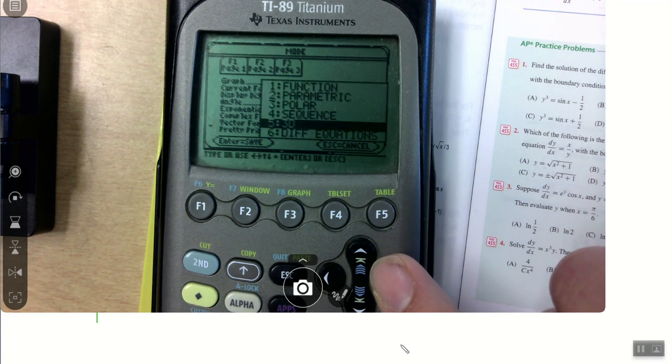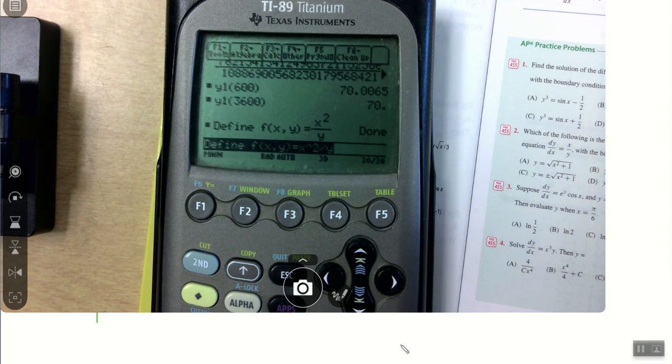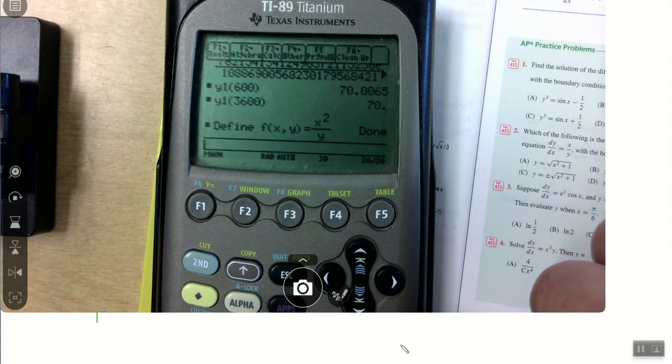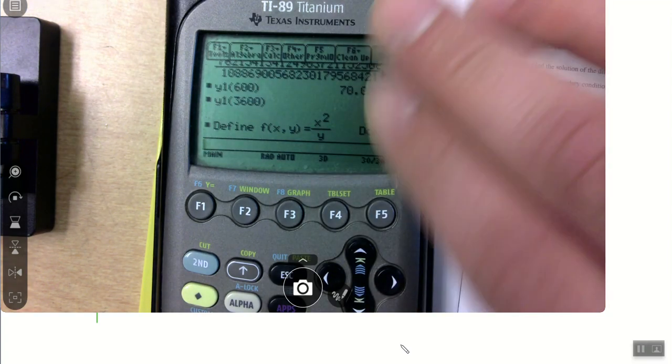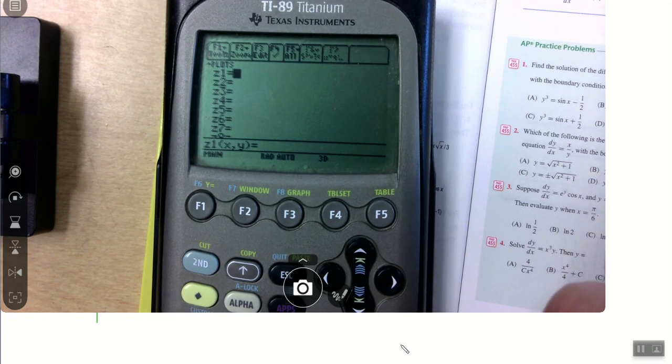So I just hit to the right once it's there, and I select 3D, I hit enter. So you don't have to worry about the define thing. That was just my typing stuff a second ago. Do we all have 3D setting on? So now when we go to y equals, we should all have Z1. And then let's just check. We had x squared over y.